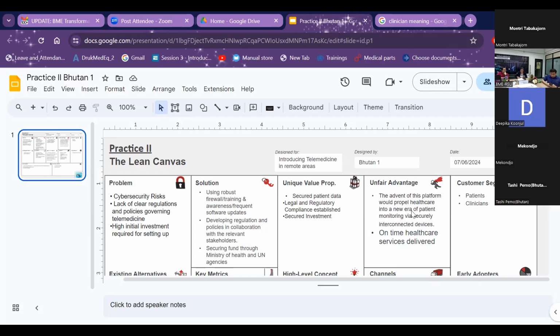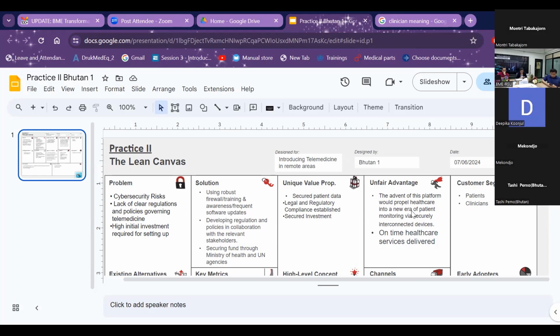And the third one, we thought of securing 100% of the fund through the Ministry of Health, because the health services are related with the Ministry of Health, and UN agencies such as WHO and UNDP would be the best choices for us to resolve these investment issues.